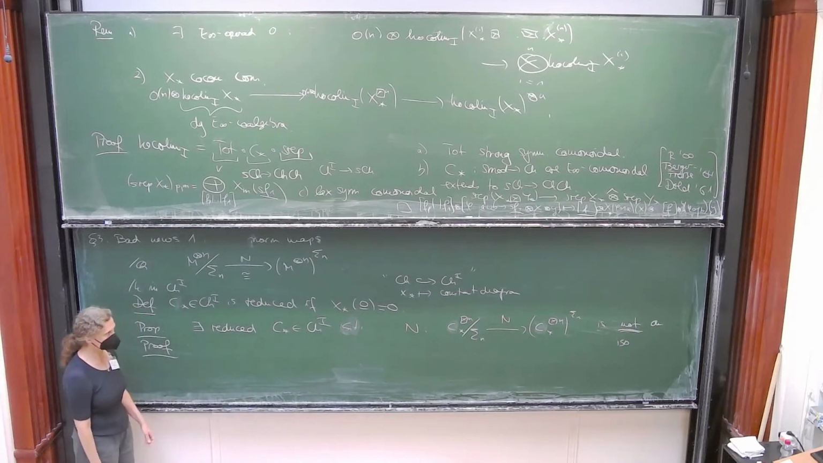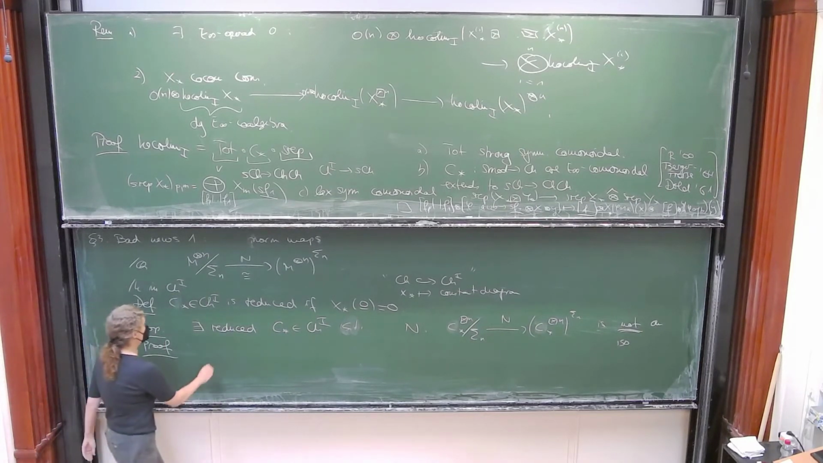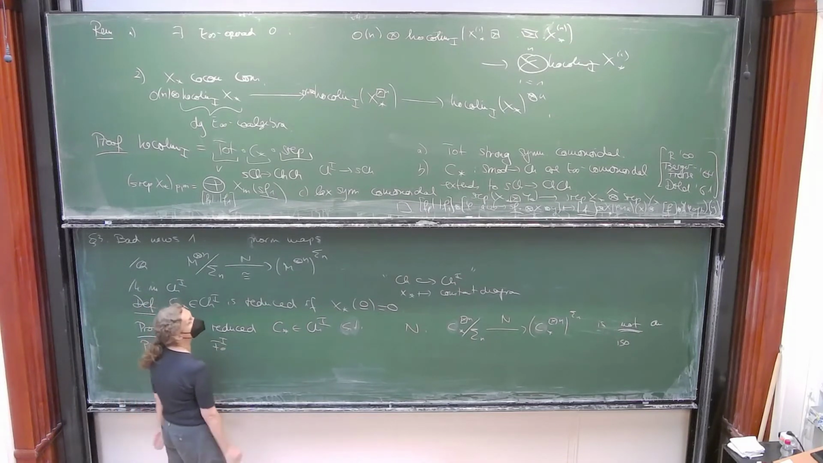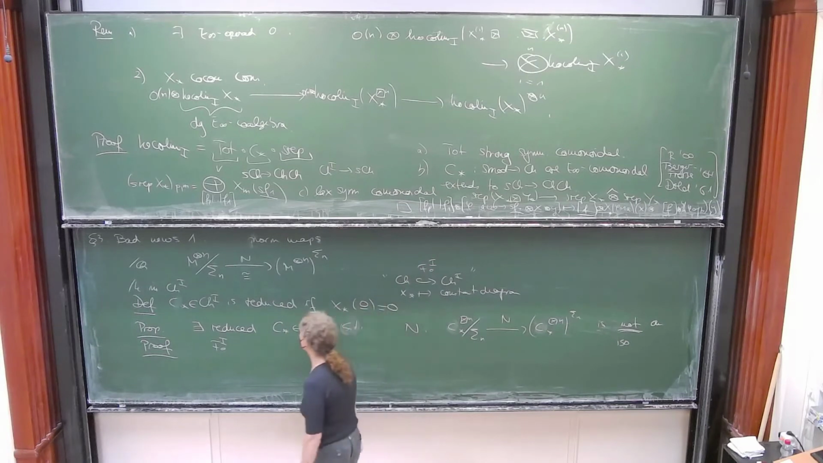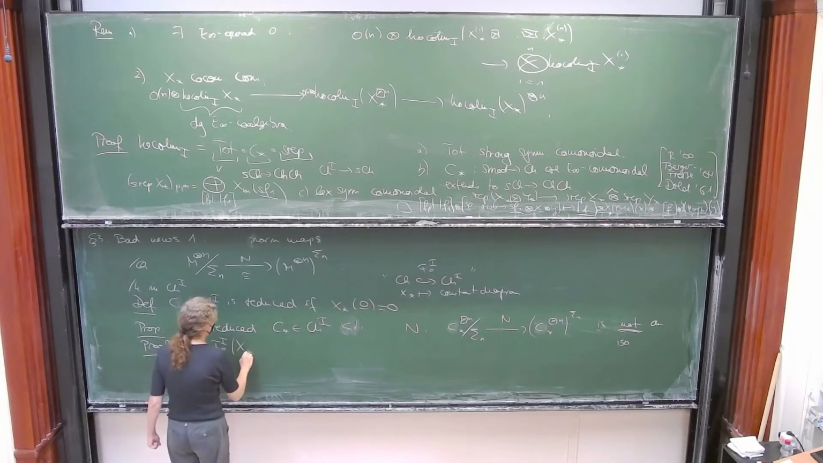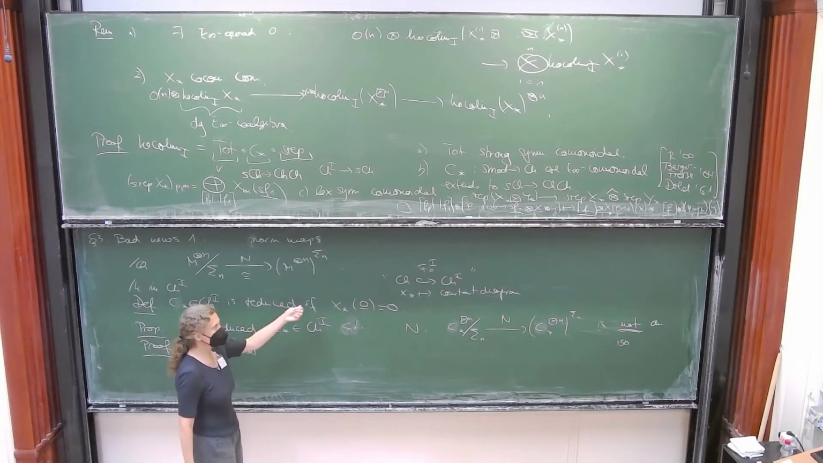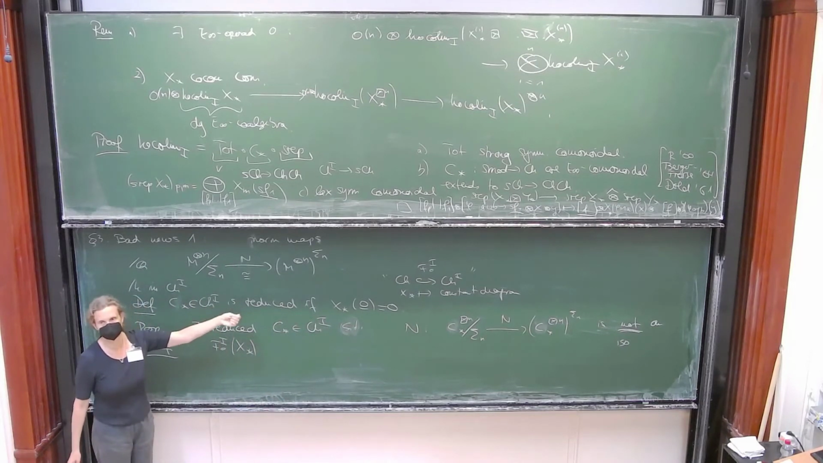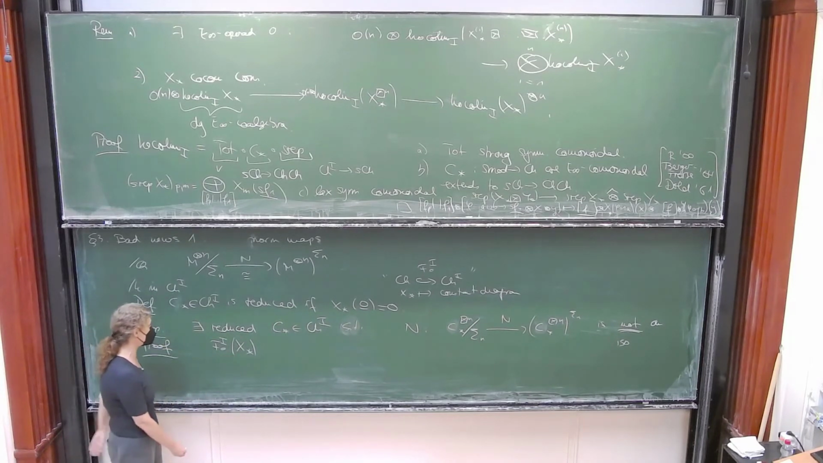How do you prove this? Well, you really get your hands dirty. So this is actually a constant thing. It's the free thing on zero. Zero is initial, so if you map zero into something, you have exactly one map. So this is the constant diagram on X.